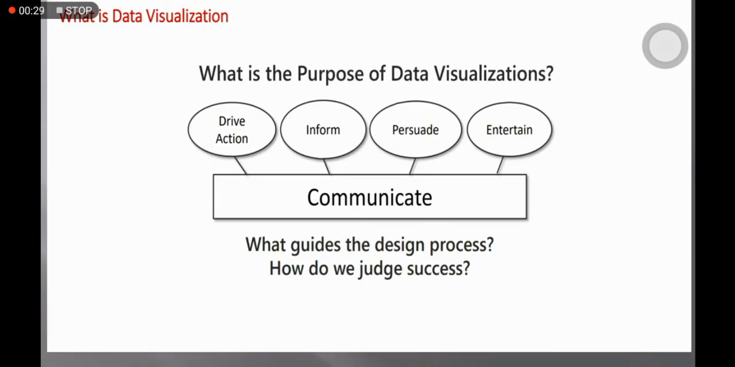What is the purpose of data visualizations? The main purpose of data visualization, according to the diagram, is to communicate. And looking at the diagram, by communicating, we start by driving the action. Then we inform, to persuade, or to entertain. These are all forms of communication, right?